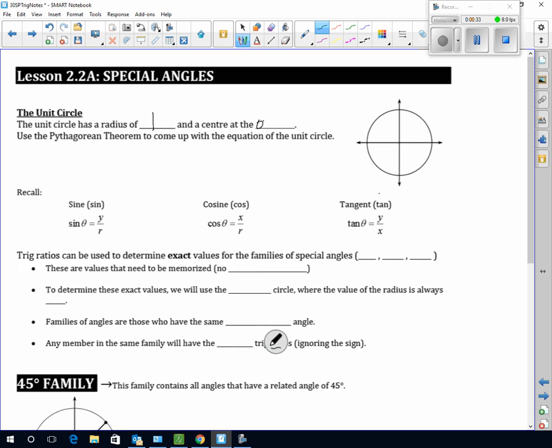So we're going to use the Pythagorean theorem to come up with the equation of this unit circle. I'm going to draw a triangle, just like we learned yesterday, with here's my theta. What's this length right here called? X. And this length right here? Y. And we're going to use Pythagorean theorem. I said it was R, but in this case, because it's a unit circle, the R is going to be 1.